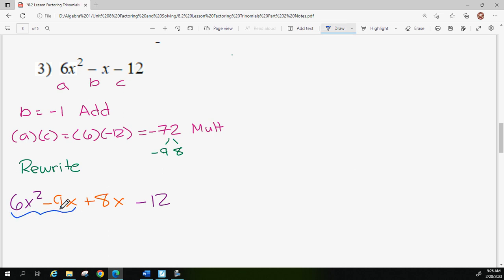So I can divide 6 and 9 by 3, and x squared and x by x. So 3x is my greatest common factor. When I divide 6x squared by 3x, I get 2x. When I divide negative 9x by 3x, I get negative 3.